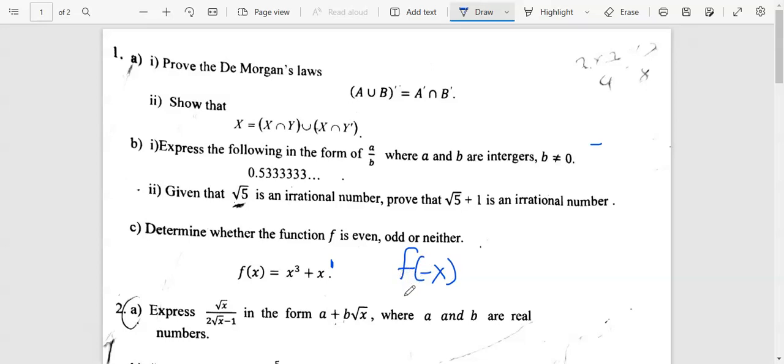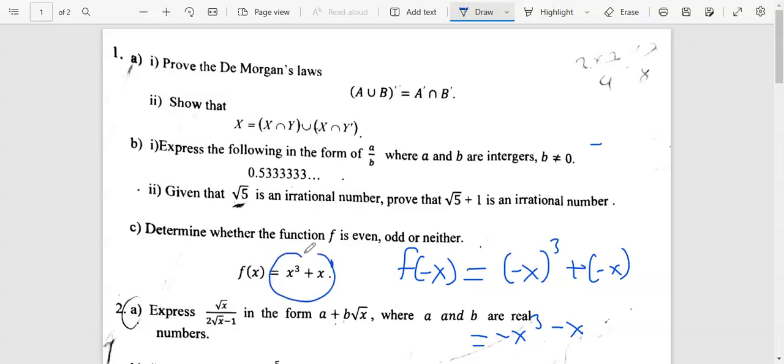You put negative x. So that means this will become f of negative x, and that is going to be equal to negative x to the power 3 plus negative x. So negative x to the power 3, we know that is just negative x to the power 3. And then positive times negative will be negative x. Right? So from here, we've seen that this function that we have gotten is not the same as the function that we had, meaning that this function is not even. Because for even, f of negative x should be equal to f of x.